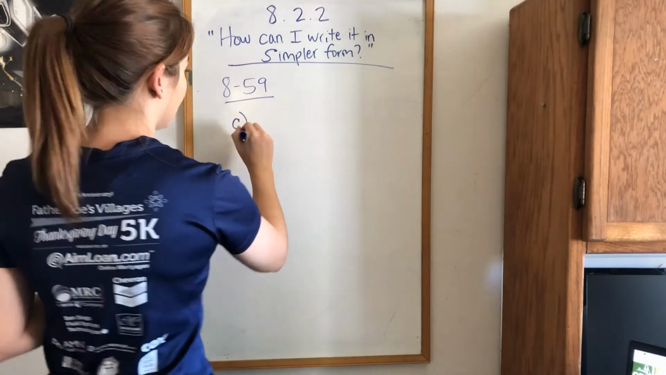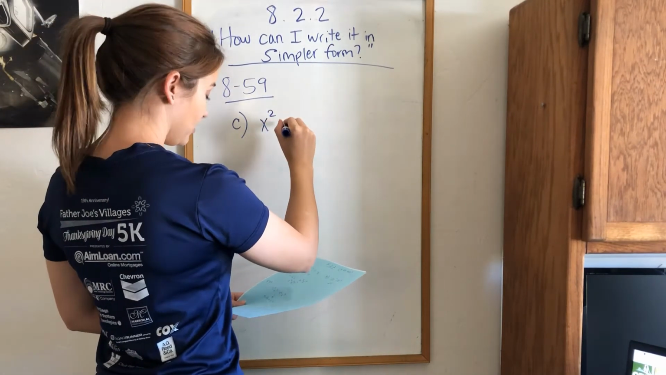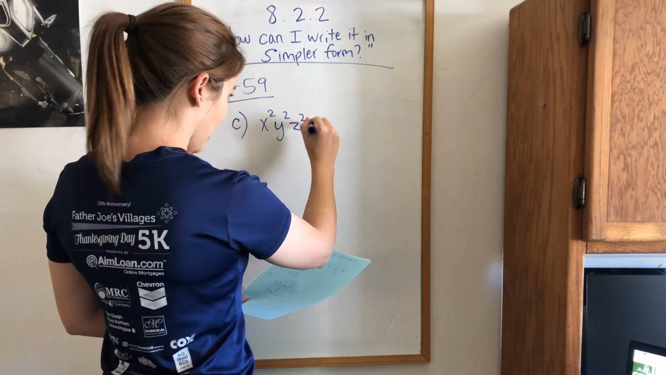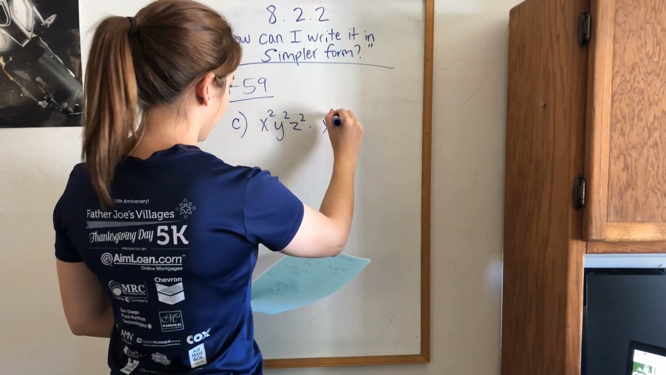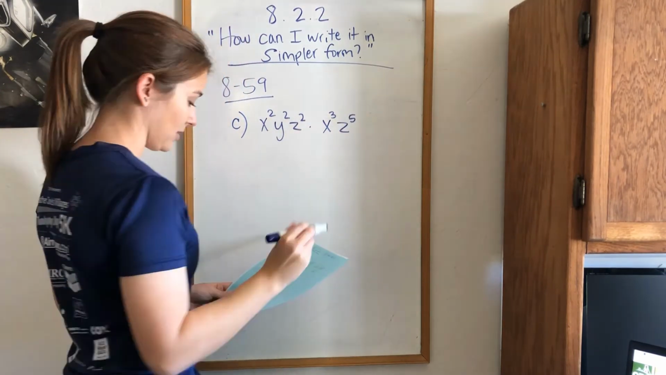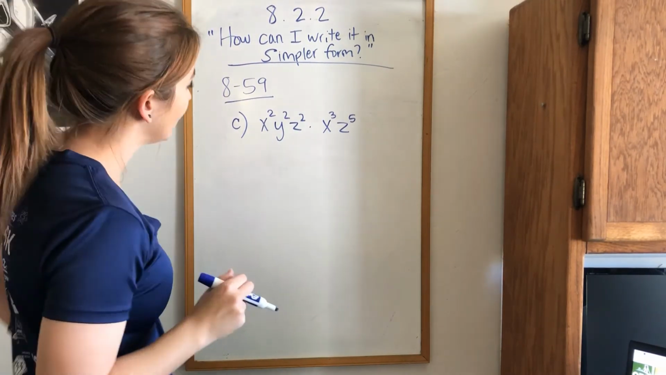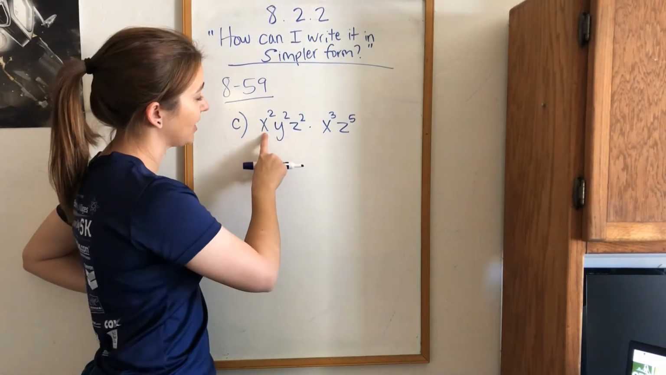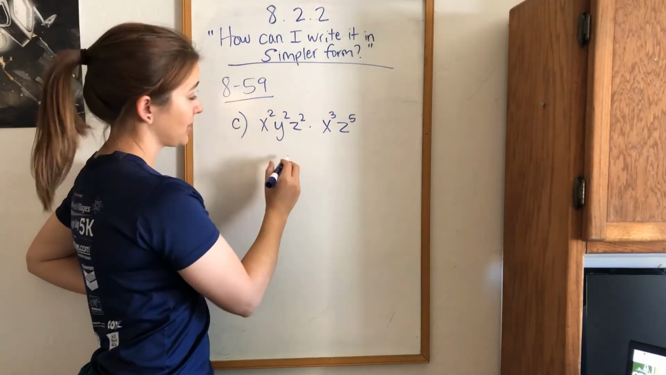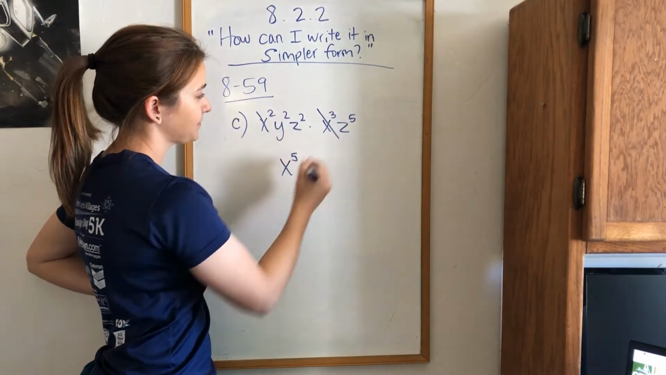And it says x squared, I'm going to read off my paper, x squared, y squared, z squared times, but everything's multiplied, z to the third times z to the fifth, x to the third, sorry. Okay, so now I have to look at, well, where are my like bases? So I have an x here and I have an x here. So let's look at their exponents, 2 and 3. 2 plus 3 gives us 5. So x to the fifth, done with that one.